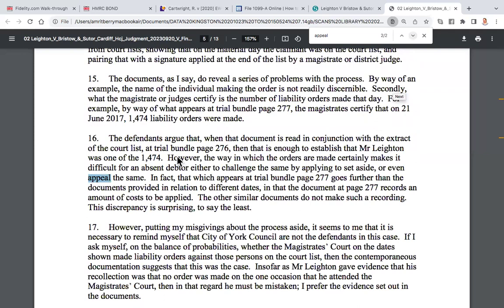So this is now page 5 of 13. Here it says the defendants argue. Well, it shouldn't be the defendants arguing. They're saying it is a matter of law. It's not argument. They're saying, well, he was one of 1,400. So it says, however, the way in which the orders are made certainly makes it difficult for an absent debtor. It's not even just an absent debtor, it's for anybody, to apply to set aside or appeal the same.